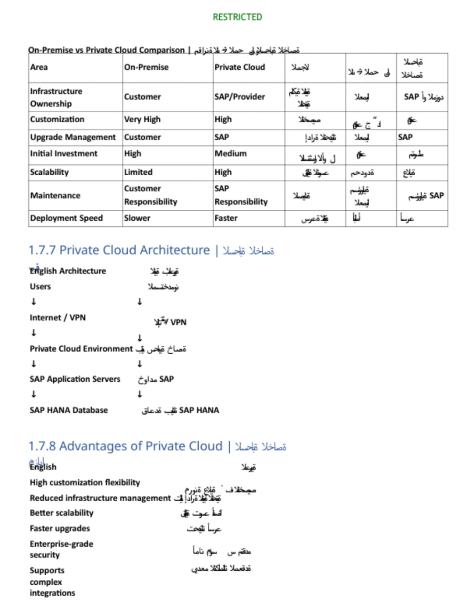Let's take a closer look at the advantages of a private cloud compared to on-premise setups. Private cloud offers better scalability, so it grows with your needs. Upgrades happen faster, easing the burden on your team. Security is enterprise-grade, built to handle complex integrations smoothly. Plus, infrastructure management is reduced, freeing you up to focus on what really matters. Customization remains high, though slightly less than on-premise. Overall, private cloud strikes a balance, combining flexibility, speed, and security in a way that supports modern business demands.